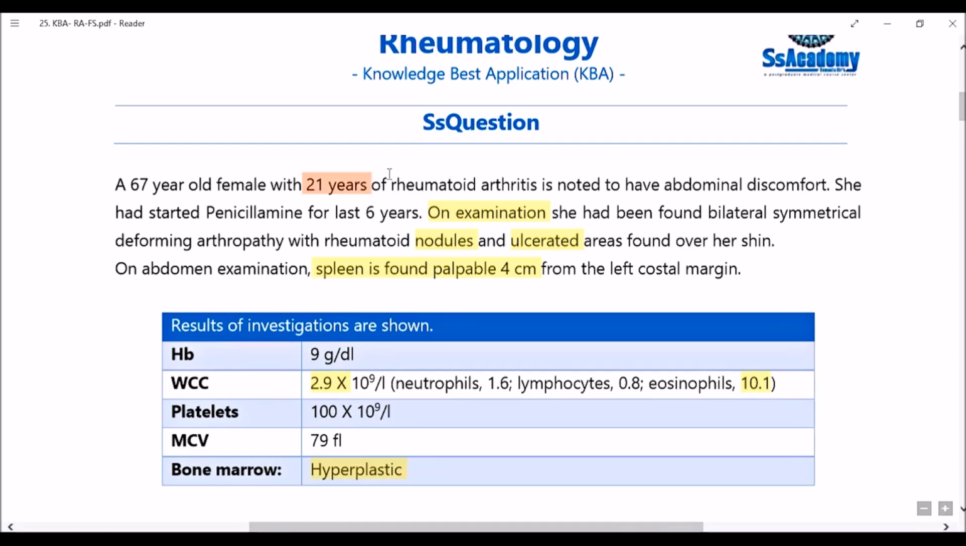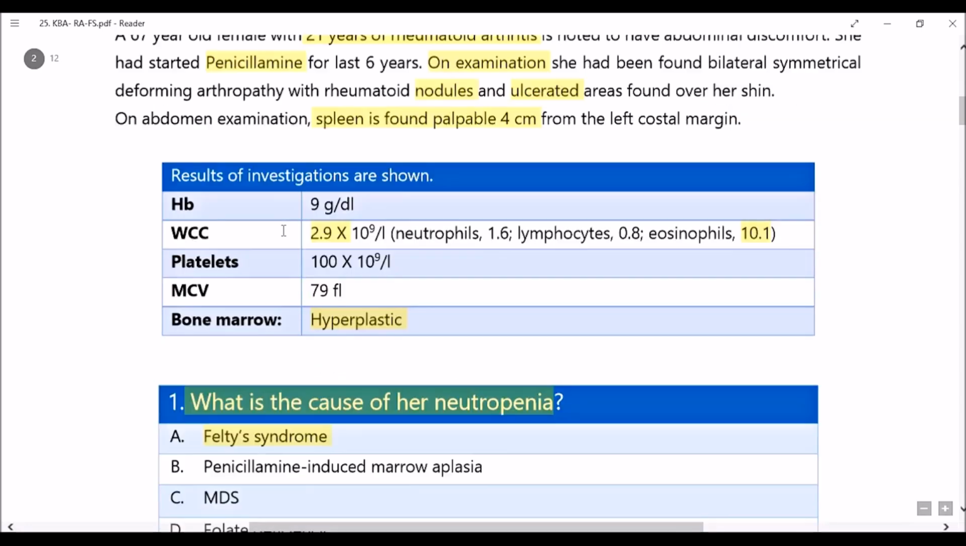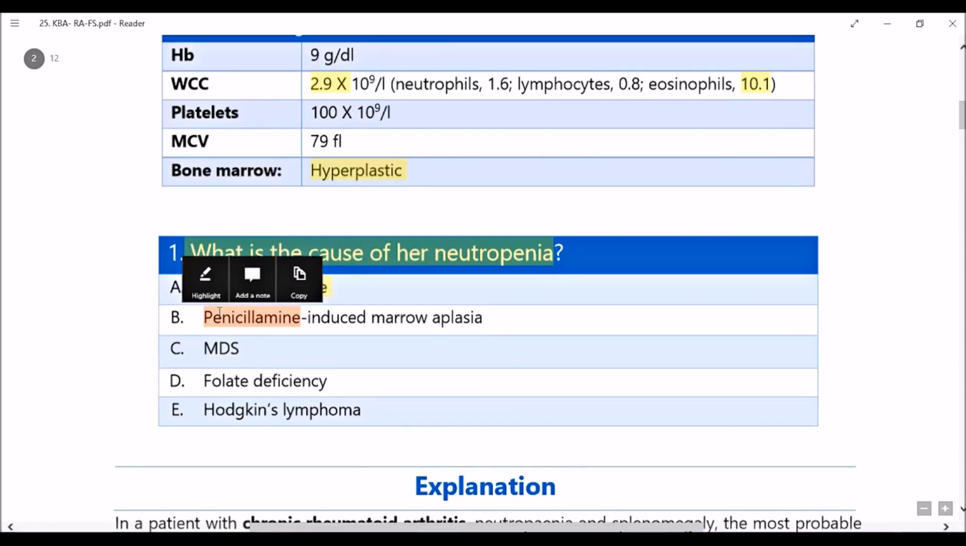A 67-year-old female, 21 years of rheumatoid arthritis, noted to have abdominal discomfort. She had been on penicillamine for the last 6 years. So the second differential diagnosis comes up: penicillamine-induced myelodysplasia, but the bone marrow study showed hyperplasia, so how could it be? And other options like MDS, folate deficiency, and Hodgkin's lymphoma, we will discuss more.